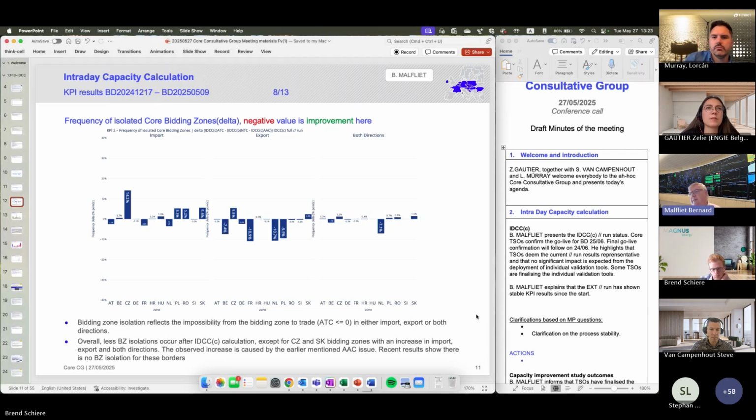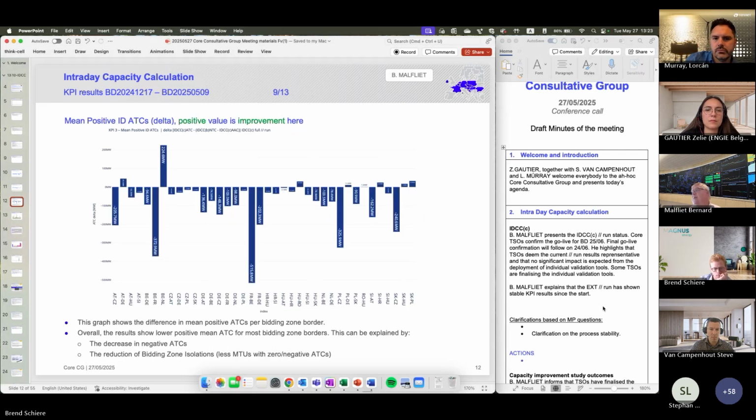Okay, next slide is about the mean positive ATCs. So here a positive value is an improvement, so the average value increases. Well, on most borders, the average value is indeed decreasing. On some borders more than on others. It's mostly on those borders where there was a lot of capacity to give, where there's now less capacity to give. And this is, I repeat it for one last time, it's because the cake is divided over more borders, and you see it more on slides 14 and 15.